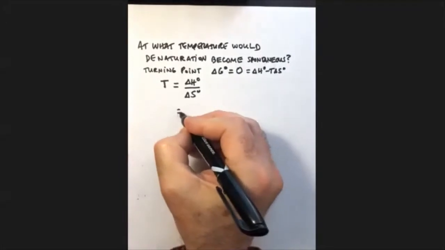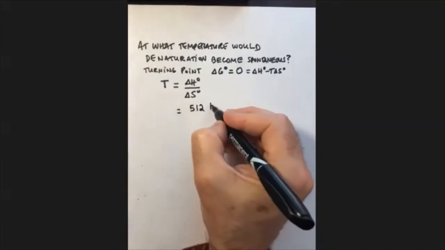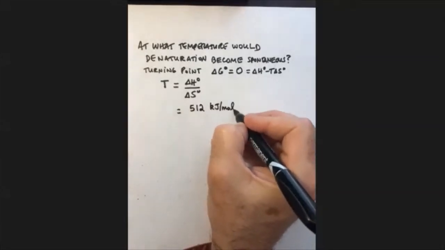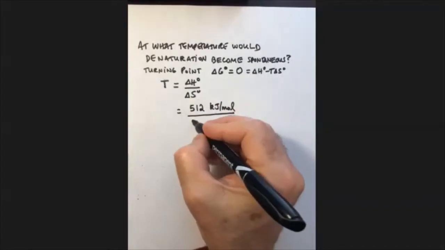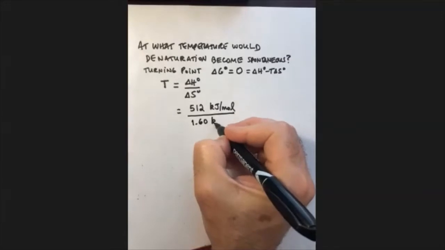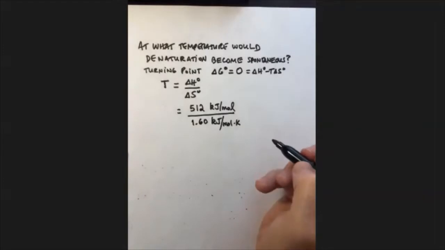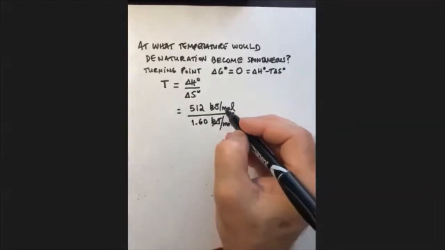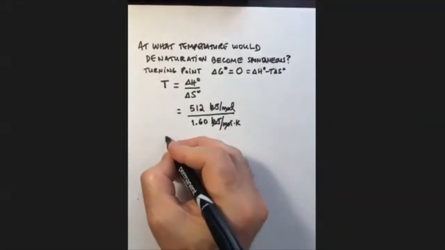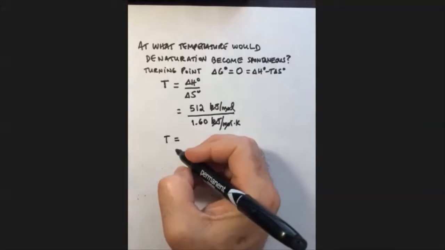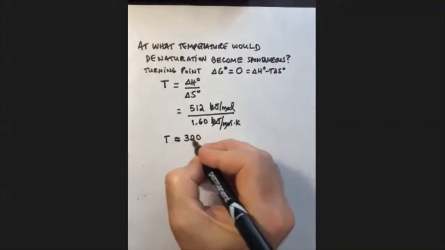And we said delta H was 512 kilojoules per mole, and delta S was 1.60 kilojoules per mole Kelvin, which means the kilojoules cancel out, the moles cancel out, and Kelvins remain. I get a value of about 320. I'm going to round it up, Kelvin.